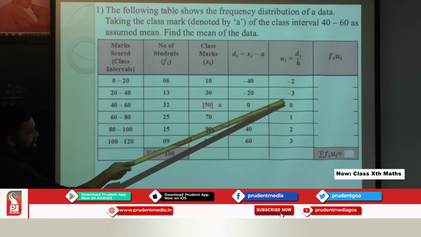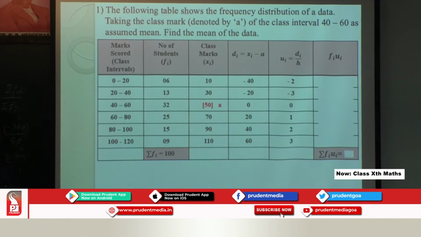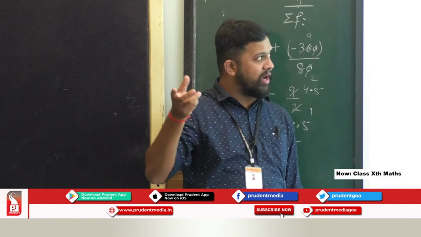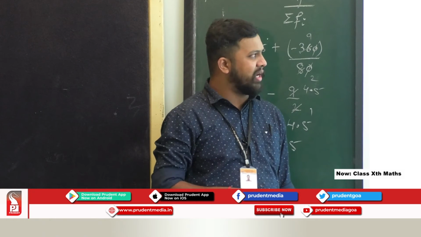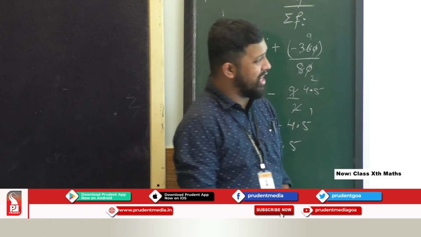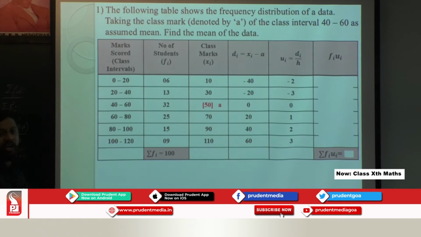See, minus 3, minus 2, minus 1, 0, 1, 2, 3. And you see some difference here. What is the difference? The numbers have almost become single digit. In the direct method, the numbers were big, 3-digit numbers were coming. In the assumed mean method, it became slightly smaller, maybe a 2-digit number. Now here, not almost, the entire column became single digit numbers.